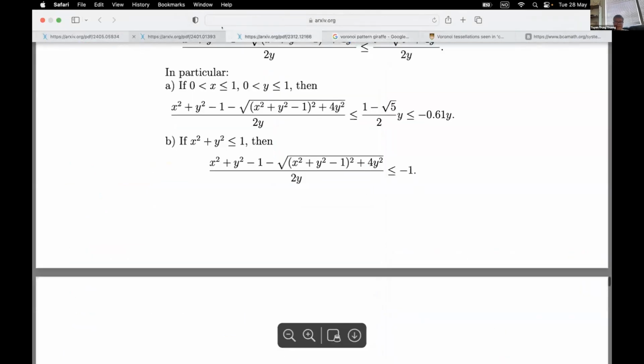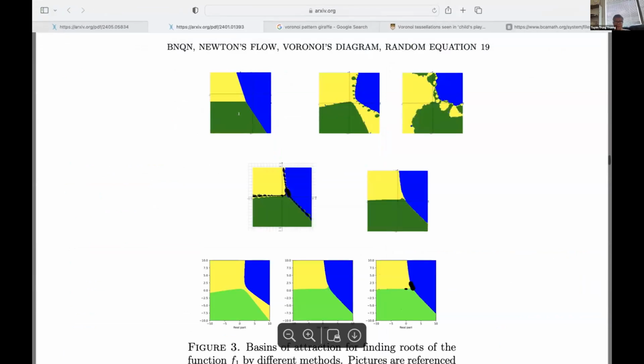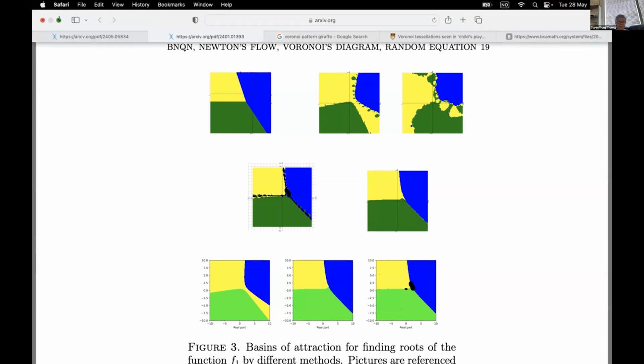So now let me come to this paper. First of all, this is a polynomial of degree 3. The first picture on the first row is the Voronoi diagram for the set of three roots. Then the second picture on the second row is for BNQN, and you see that it looks very similar. And also the picture on the third row is for Newton's flow for P over P prime. So the three look very similar. That is what I mean.